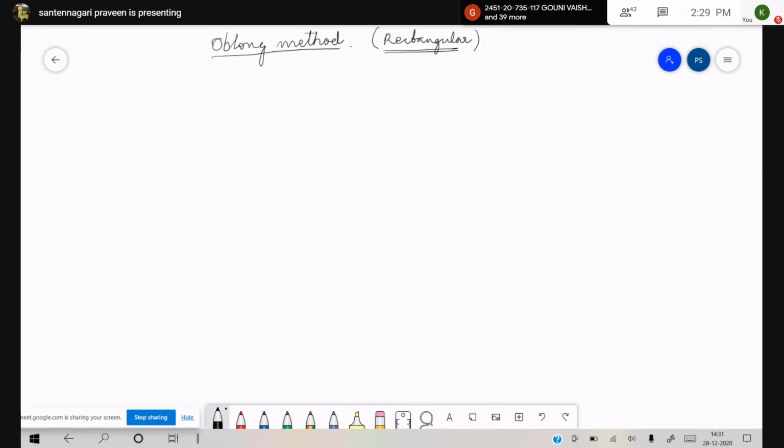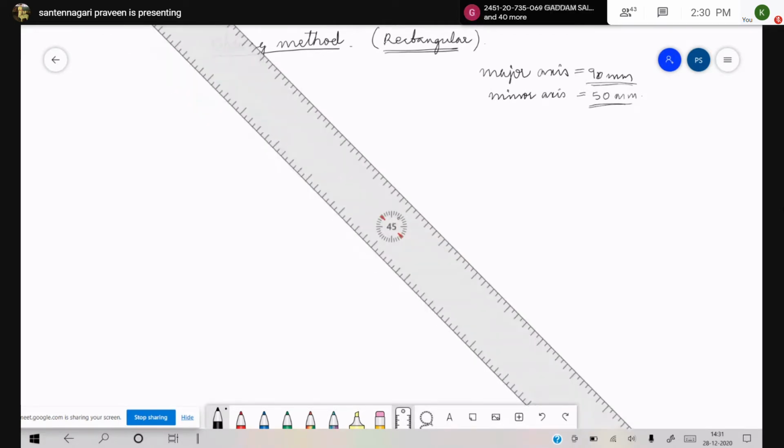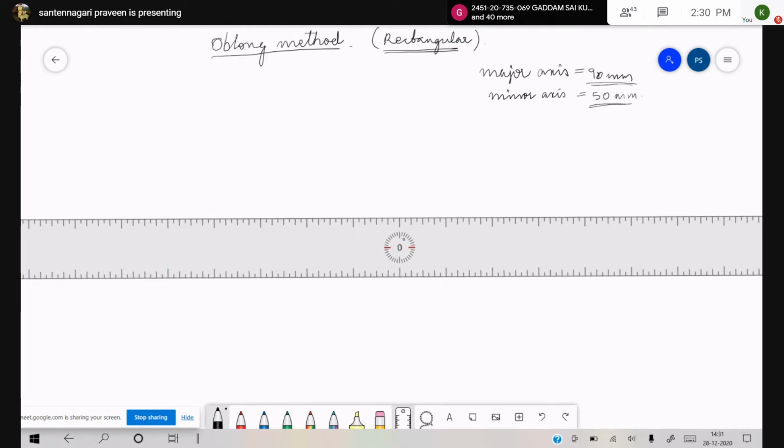So the given data for this is your major axis, let's suppose it to be 90 mm, and your minor axis is 50 mm. So with this given data, we have to construct our ellipse. So how to construct this? First, let's take the major axis of 90 mm. So with 90 mm or 9 centimeters of distance, let me draw a straight line.